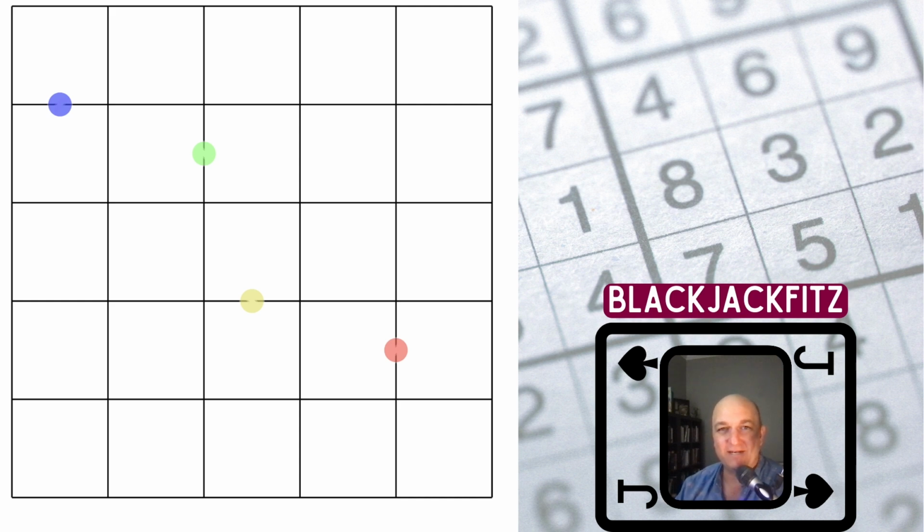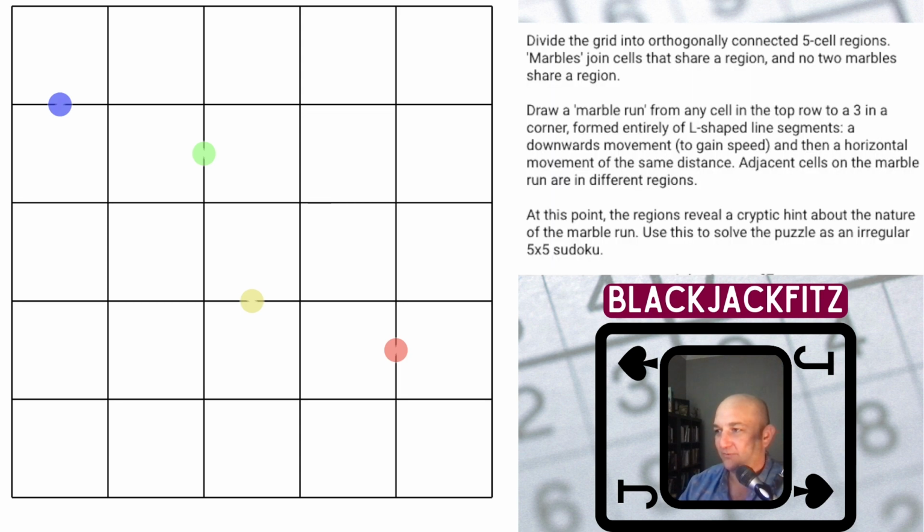Hello, this is Blackjack Fitz, and today's puzzle is going to be Finding Your Marbles by The Pedaling Pianist. Let's take a look at the rules here. We're going to divide the grid into orthogonally connected 5-cell regions. Marbles join cells that share a region, and no two marbles share a region.